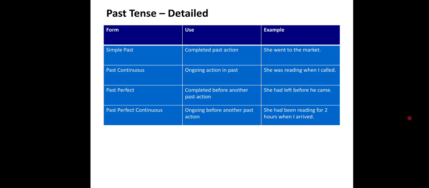Next we have past perfect tense. We use this tense where the action was completed before another past action. For example, she had left before he came. Next, we have past perfect continuous tense. We use it for an ongoing action before another past action. For example, she had been reading for 2 hours when I arrived. So basically, past tense tells us what has already happened. Notice how the verb changes depending on whether the action was ongoing or completed.